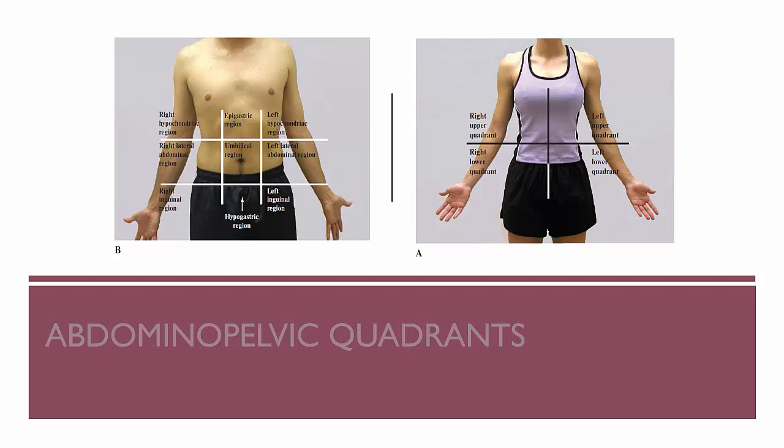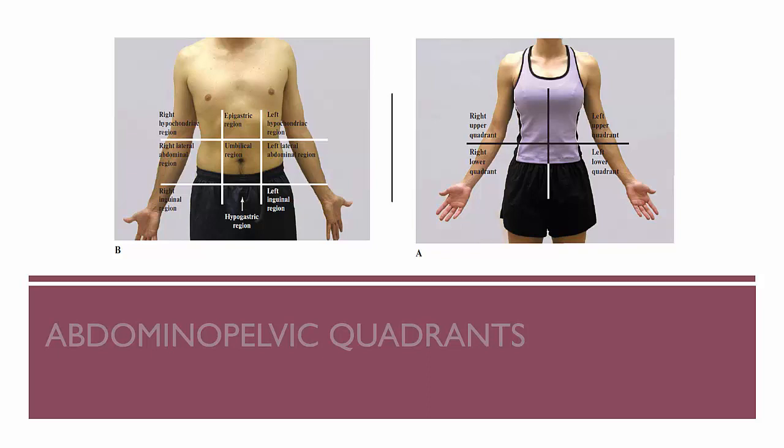In the upper right quadrant is the liver, right lobe, gallbladder, part of the pancreas, part of the stomach, the ascending colon, the transverse colon, and the right kidney and upper ureter. The right lower quadrant houses the appendix, ascending colon, lower ureter, urinary bladder, right ovary, and part of the uterus in our female patients. The right testicle is located in this quadrant for our male patients.